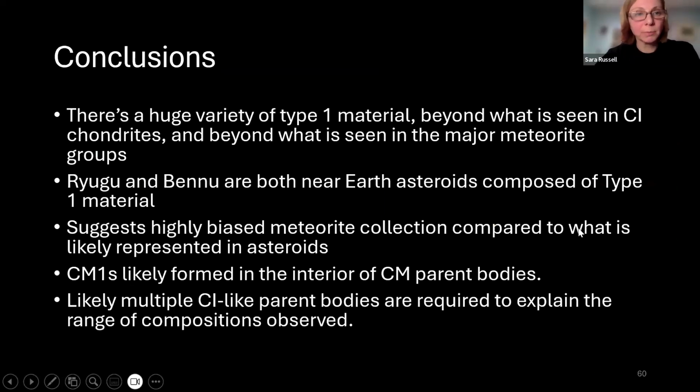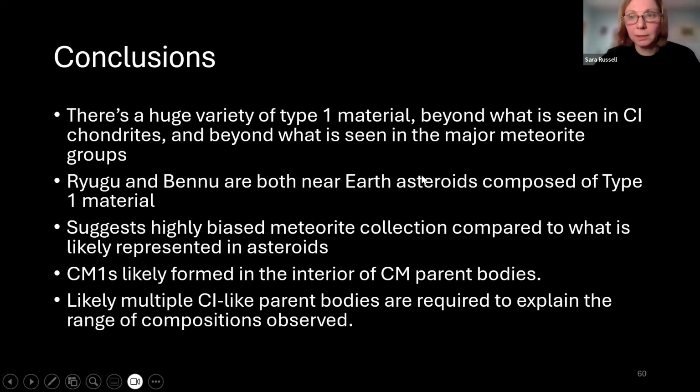So broad conclusions are there's a huge variety of type 1 material, much beyond what is seen in CI chondrites, which are often just called all type 1s, and beyond what is seen in major meteorite groups. Bennu and Ryugu, we now know, are near-Earth asteroids, which are composed of type 1 material. And this suggests that our meteorite collection is incredibly biased compared to what's likely represented in asteroids because of the fragility of this material. So I think CM1s probably formed in the interior of CM parent bodies. And I think there are multiple CI-like parent bodies which explain the huge range of compositions that we see in these materials. So I will leave it there.